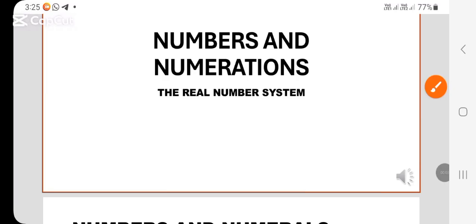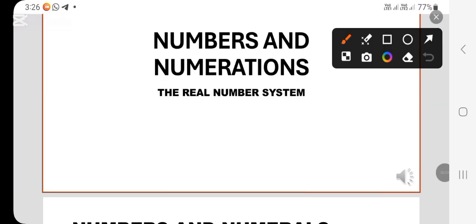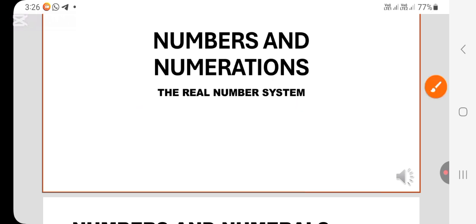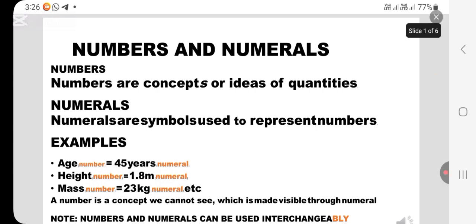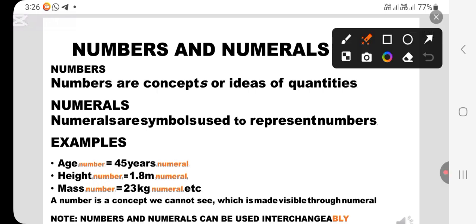Today I'm talking about numbers and numerals. Under numbers and numerals, I'll talk about the real number system and what makes up the real number system. What are numbers and numerals? Numbers are concepts or ideas or quantities, while numerals are symbols used to represent numbers.